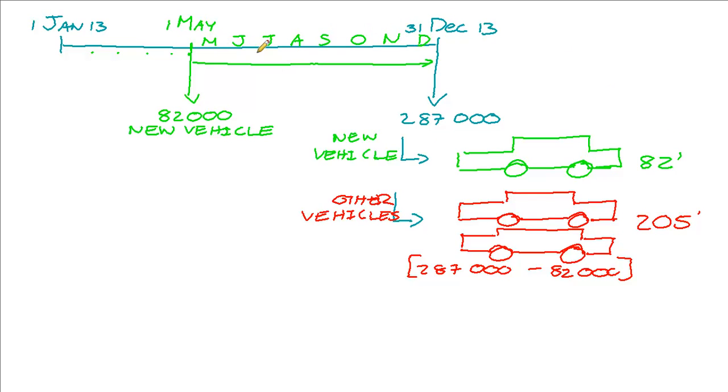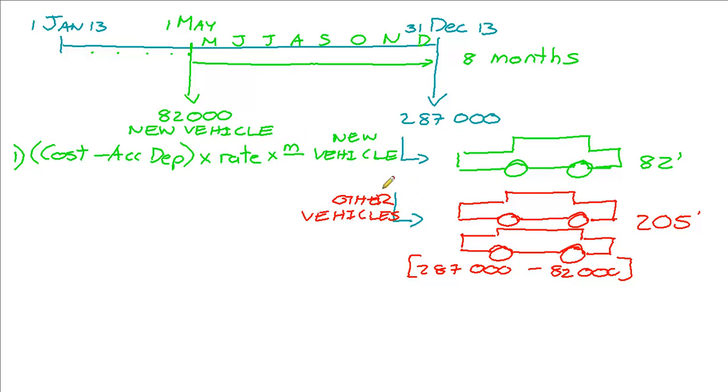That is 1, 2, 3, 4, 5, 6, 7, 8 months that we're going to use the new vehicle. Right, so when we do our calculation for the new vehicles, we call it calculation number 1. We're going to say our cost minus our accumulated depreciation, all of this multiplied by the rate and multiplied by the number of months that the asset was in use, divided by the total number of months in a financial year.